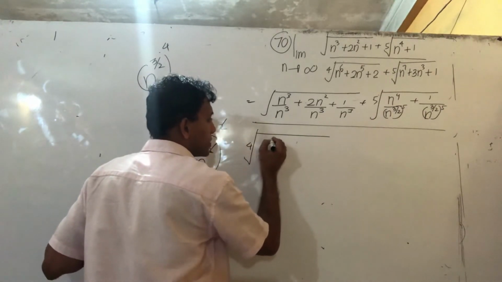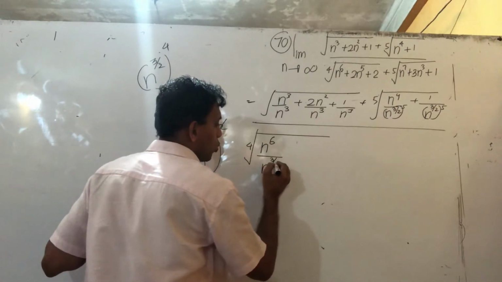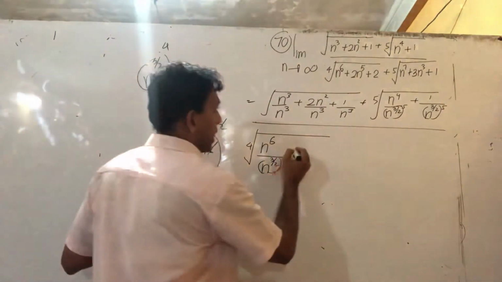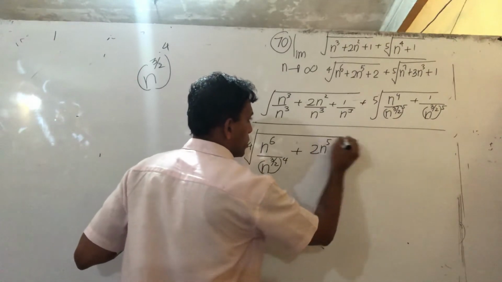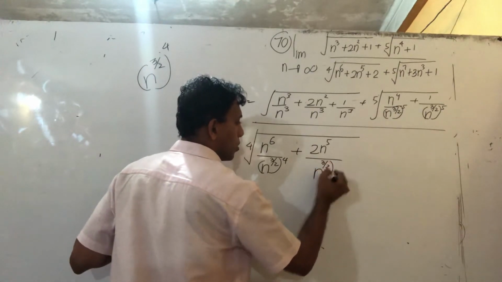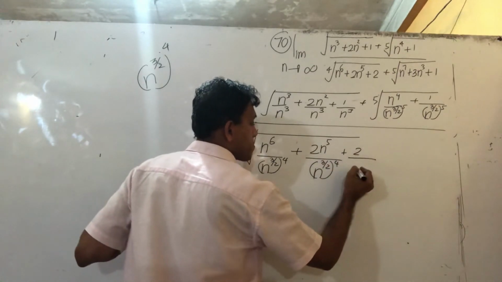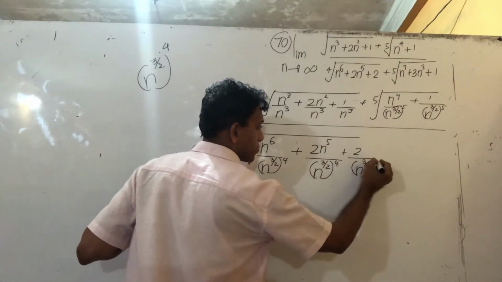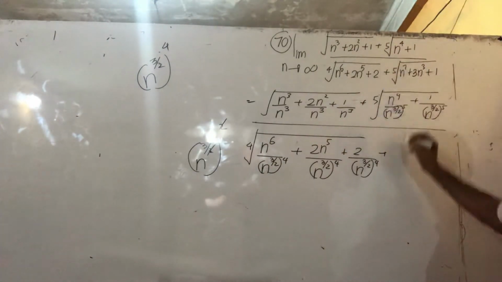n to the power 6 divided by n to the power 3 over 2, completely to the power 4. Okay? Plus 2n to the power 5 divided by n to the power 3 over 2 to the power 4. At last, 2 over n to the power 3 over 2 to the power 4. Same for the other last fraction, the last expression.